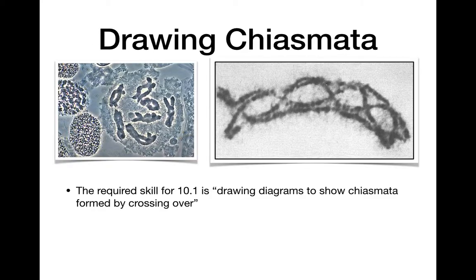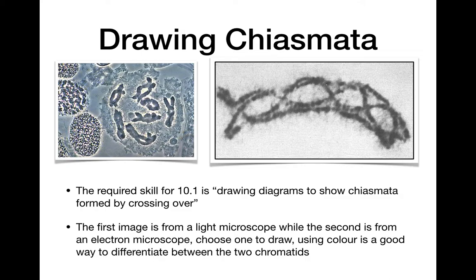Now the skill of the IB wants you to draw diagrams to show chiasmata formed during crossing over. So there are 2 diagrams here. This is a light microscope diagram and this is an electron microscope diagram. Obviously this one is much more detailed. Choose one to draw, pause the video and draw it. I recommend using color to help tell the 4 chromatids apart. Otherwise it's really easy to get them mixed up. So pause the video, do your drawings. Make sure you label them as well. Which chromatid is which one? Which chromosome is which one?